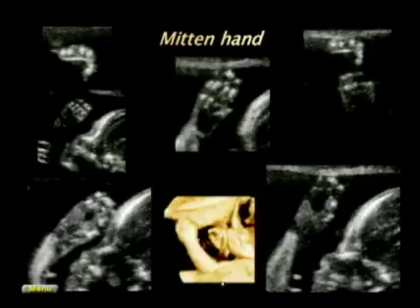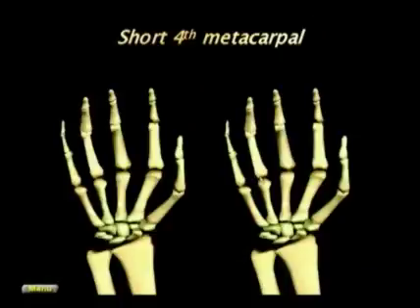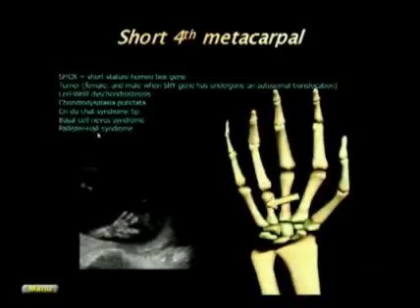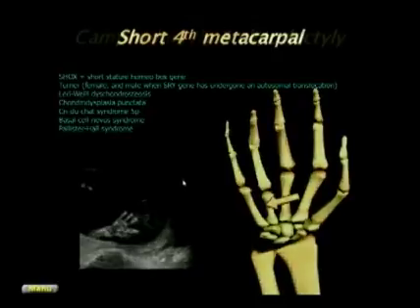So I think the diagnosis of mitten hand is something that we can do, of course, with 3D, but also, this is the 3D version of it, but also with 2D. And this, of course, is one of the acrocephalopolysyndactylies. Apert syndrome is a good example of a mitten hand. A short fourth metacarpal is part of Turner syndrome. There are other conditions that have that.